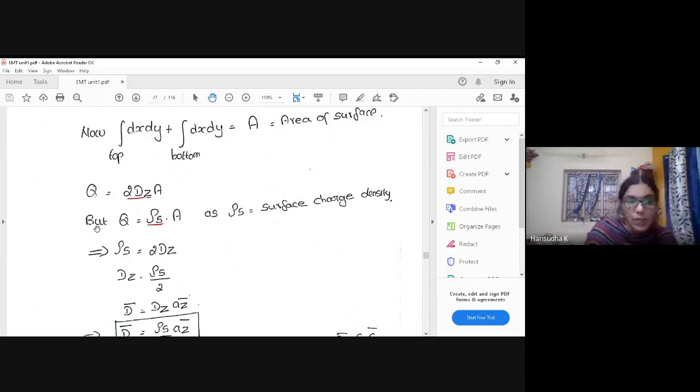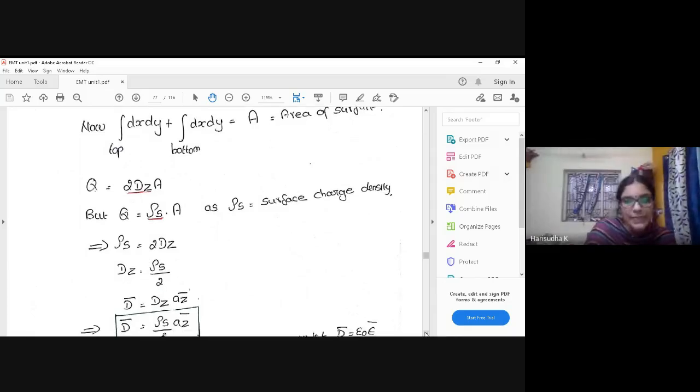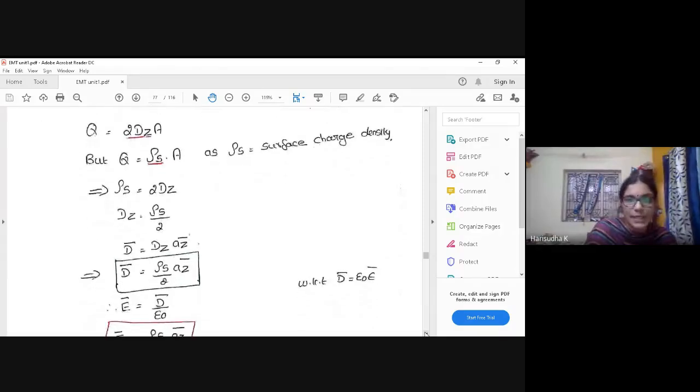And this is also an equation. Now only I am introducing this equation. This is also correct, where charge Q is equal to the surface charge density into the area of the surface. This is a new equation I am introducing now. It is a standard equation. So from these two equations, I can conclude rho s is nothing but twice Dz. Therefore, just cross multiplying, I can get Dz is equal to rho s by 2.